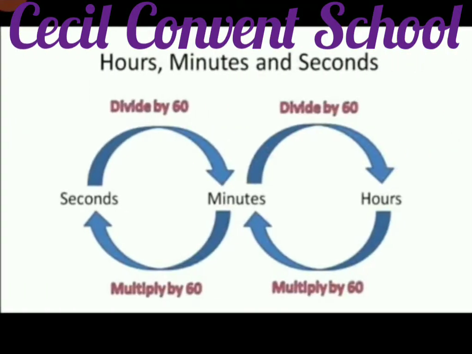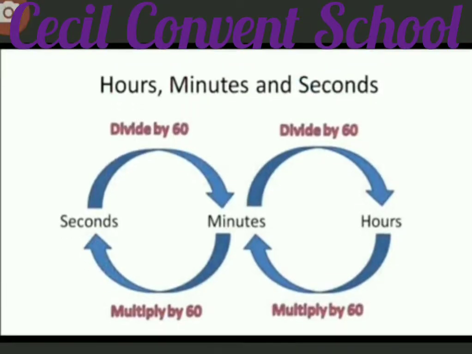As you all know, moving from seconds to minutes, second is the smallest one, from second to minute is bigger, and from minutes to hour is bigger. And when from seconds to minutes we go, we always divide by 60. Keep this thing in mind. And minutes to hours, when we go, we divide by 60. Clear? And when we go from hours to minutes, we multiply by 60.